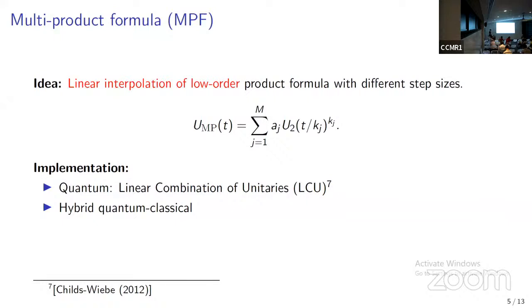And sorry, quick confirm, is it U_j or U_2 in this slide? Oh, it's U_2. So that is the important idea. We are only using the low order product formula to achieve some high order precision.